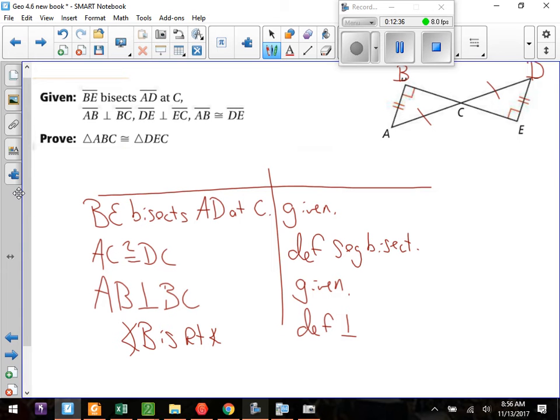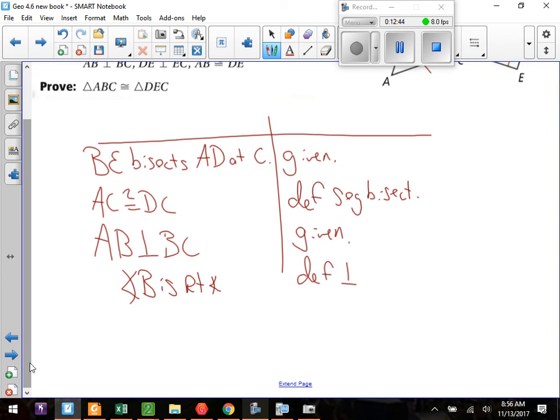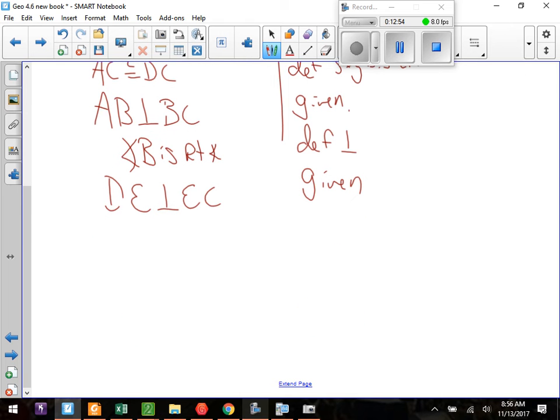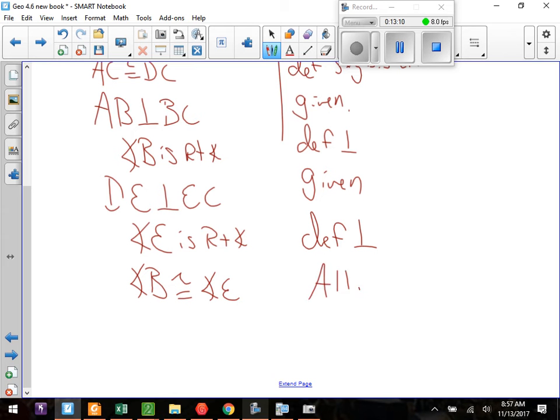Now I can't say that it's congruent to anything yet because I haven't defined that there's another right angle. So this is the time that you actually have to write down both of those separate givens to write out the step first. Angle, so what was the next one? DE and EC. And then we said angle E. Now you can say that B and E are congruent. All right angles congruent. Okay.